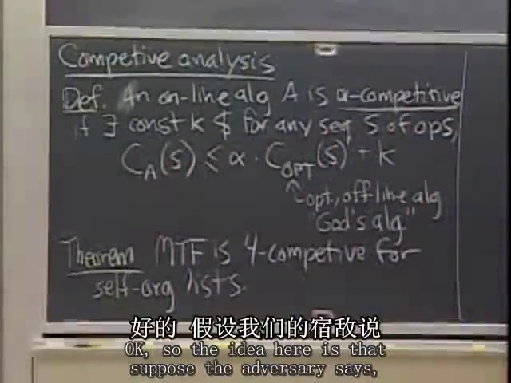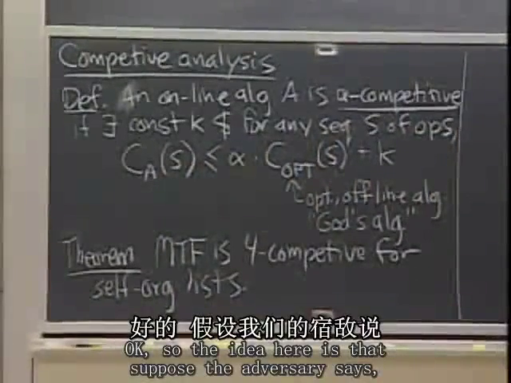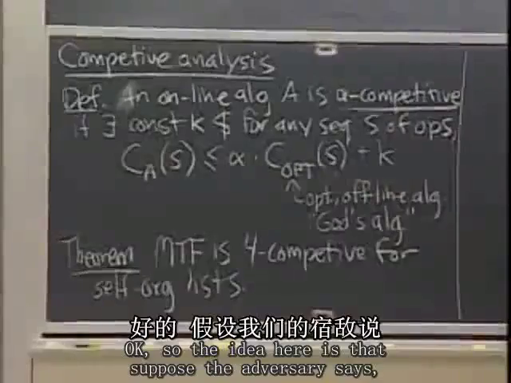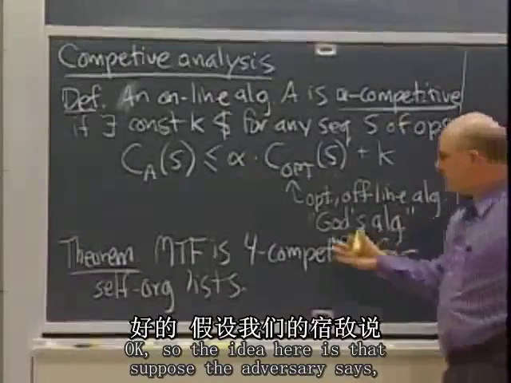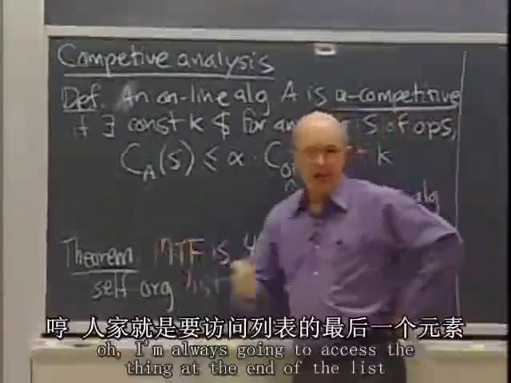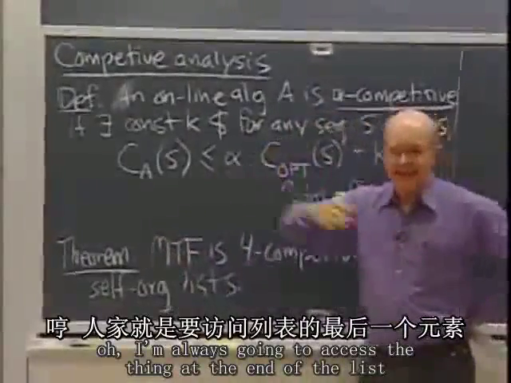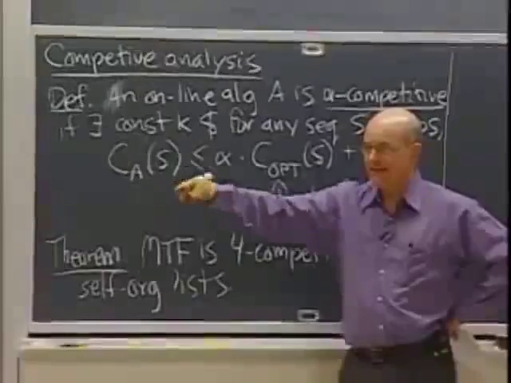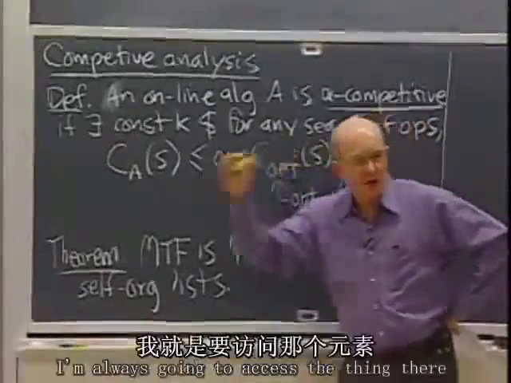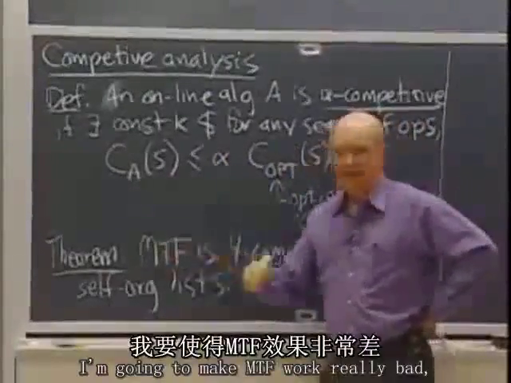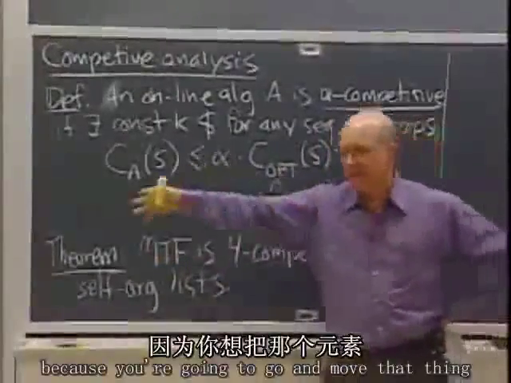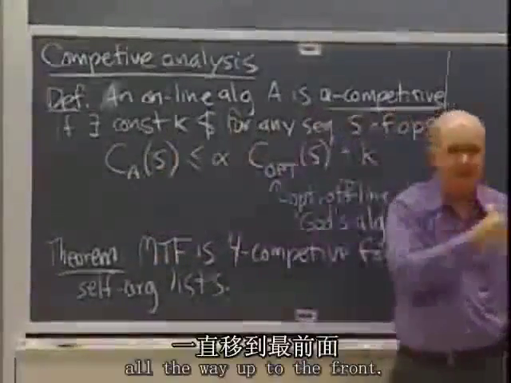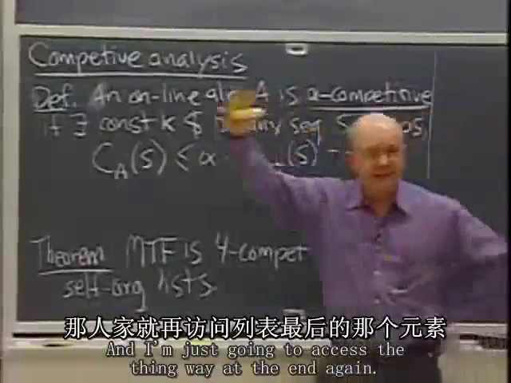Okay? So the idea here is that suppose the adversary says, oh, I'm always going to access the thing at the end of the list, like we said in the beginning. Okay? So the adversary says, I'm always going to access the thing there. I'm going to make MTF work really bad because you're going to go and move that thing all the way up to the front, and then I'm just going to access the thing way at the end again.